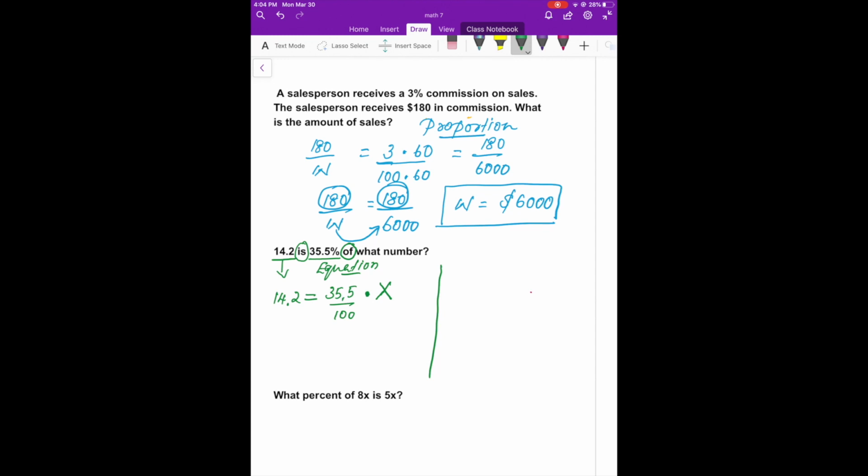Now, how do I do this problem? We can write 14.2 is equal to, let's divide by 100. Division by 100 means you move the decimal over twice to the left. So 0.355 times x. Now to get rid of this 0.355, you divide by 0.355 on both sides.